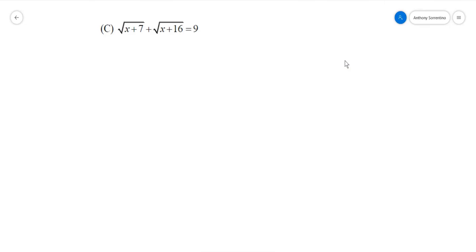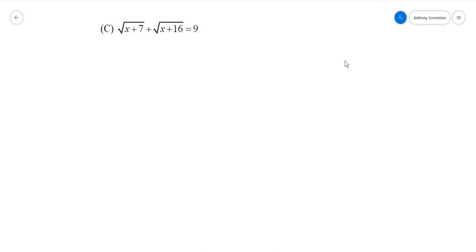Here I have two separate radicals being added together, and I'm saying they're equal to 9. I'm not able to combine them through addition. If there was multiplication, I could make that the square root of x plus 7 times x plus 6, or the square root of x plus 7 times x plus 16, but I wouldn't be able to do that through addition. I want to clear out those radicals.